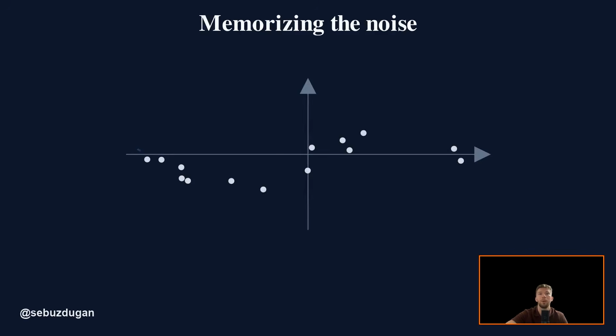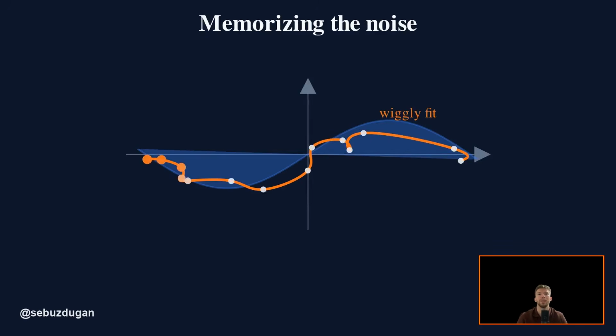Overfitting is when the model memorizes the data instead. Watch this wiggly curve. It bends hard to hit every single point. It even copies the random noise. On the training points, this looks perfect, but it learned the noise, not the pattern.